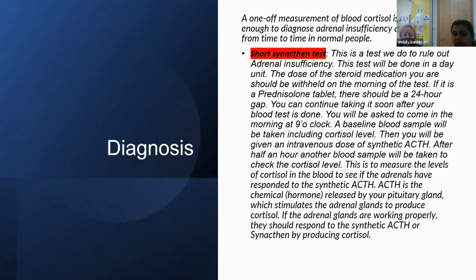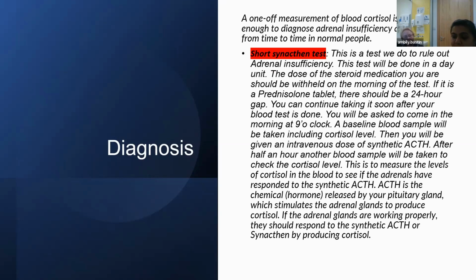So what your medical professional, we check the cortisol levels in the body, but a one-off measurement of the blood cortisol is not accurate enough to diagnose adrenal insufficiency. As we said earlier, it is diurnal, so the readings can vary from time to time in normal people. So we do a test called a short synacthen test.